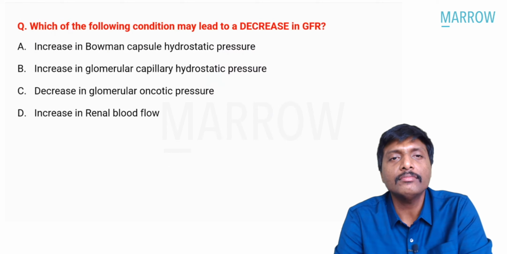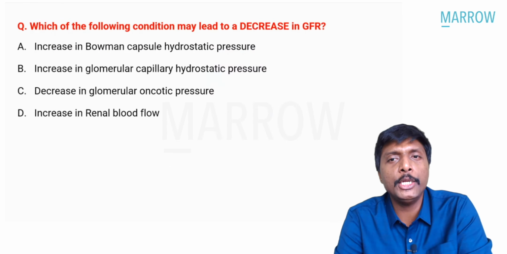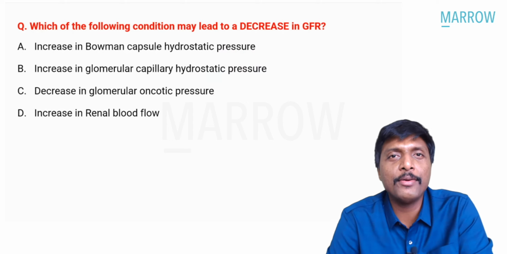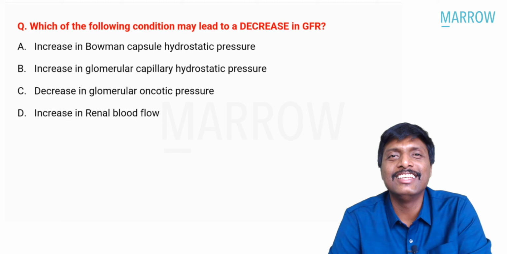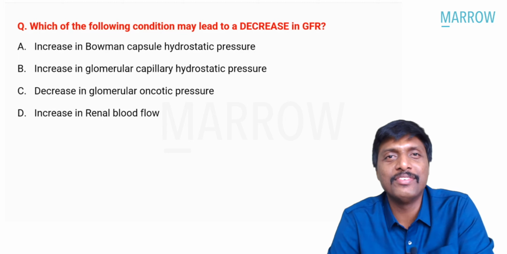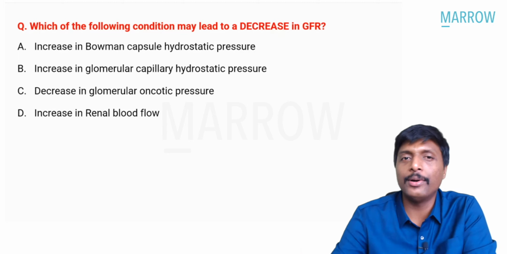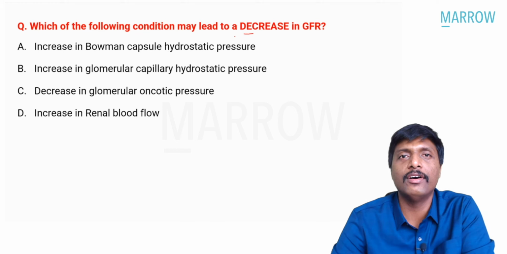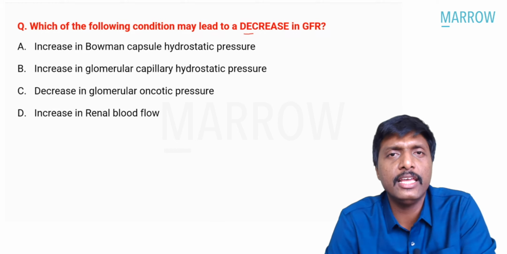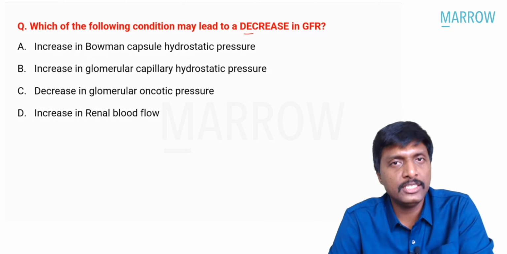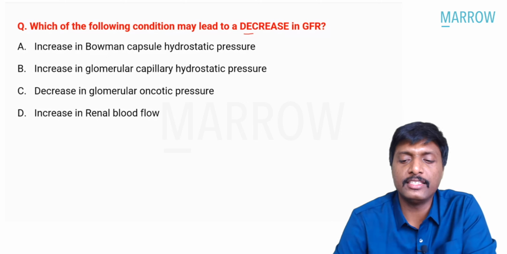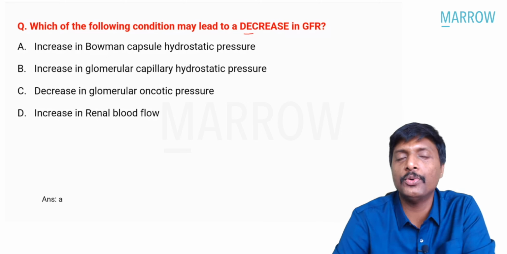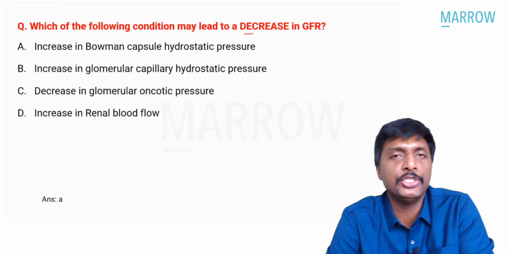Next question. Which of the following condition may lead to a decrease in GFR? So if you take back into the history of INI-CET exam, particularly in physiology, definitely a question come from GFR and its regulation. Which of the following condition may lead to a decrease in GFR? Another common thing, renal calculi, renal stones, which Starling force it is going to affect? Yes. Increase in Bowman capsule hydrostatic pressure can decrease GFR.